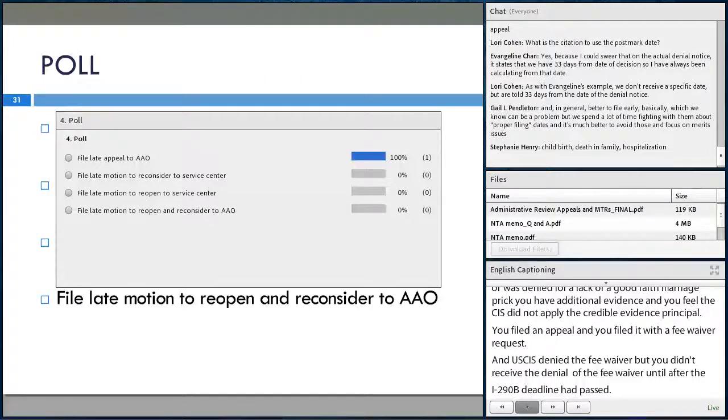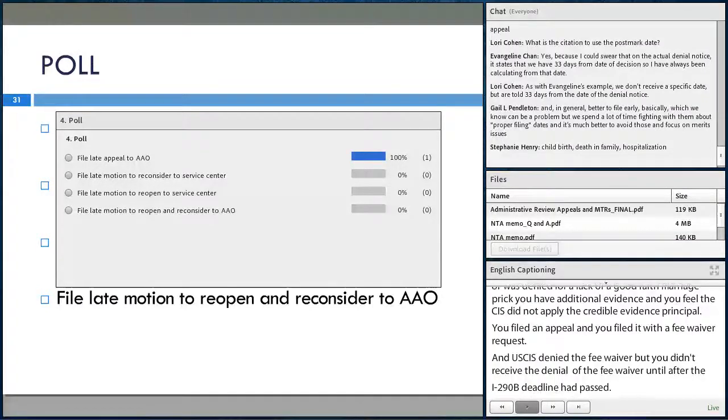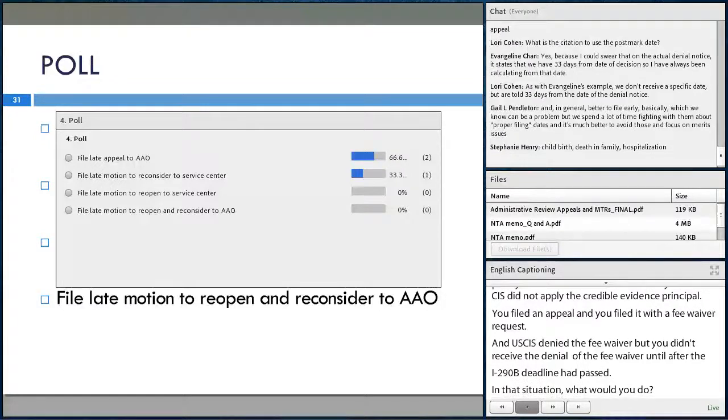Our options are: file the late appeal, file a late motion to reconsider to the service center, file a late motion to reopen to the service center, and file a late motion to reconsider and reopen to the AAO.